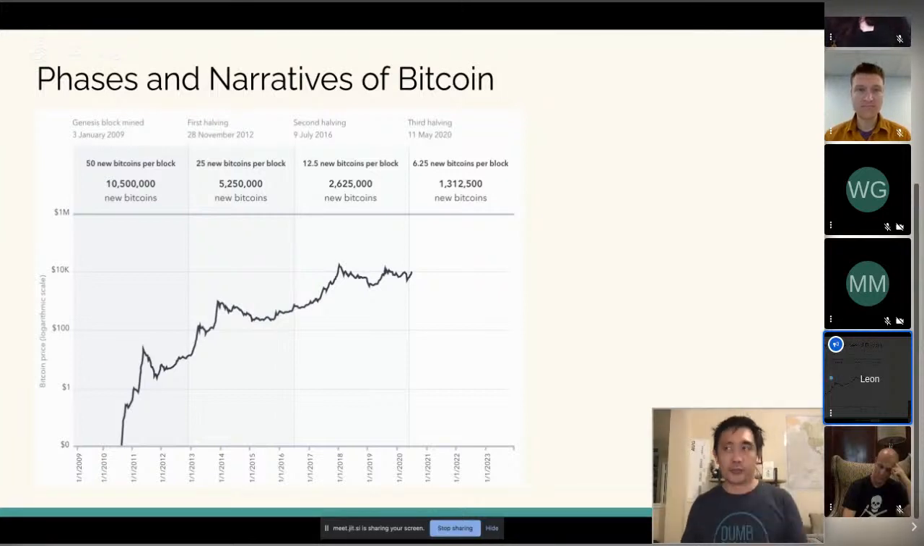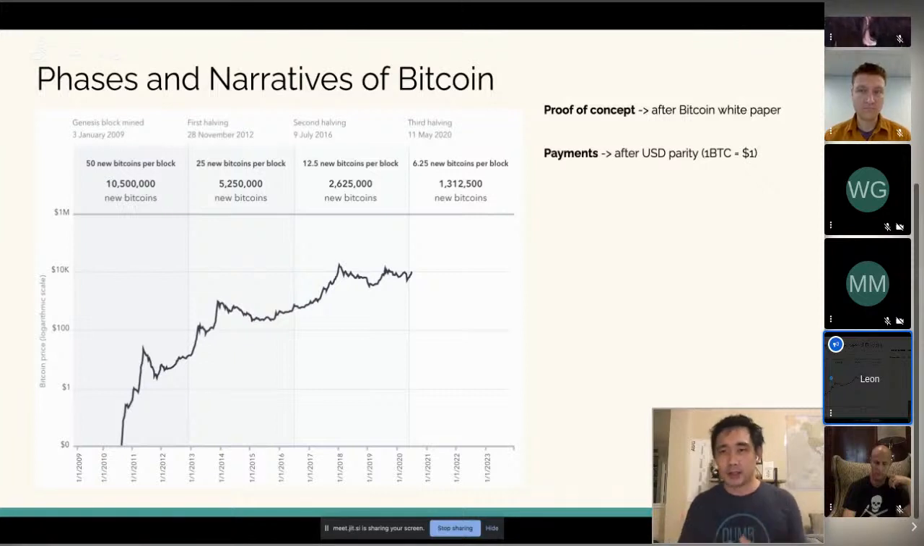And now we're talking about the phases and narratives of Bitcoin. So first, it was just a proof of concept after the Bitcoin white paper. Then it became payments after it hit 1 Bitcoin equaled $1 US.